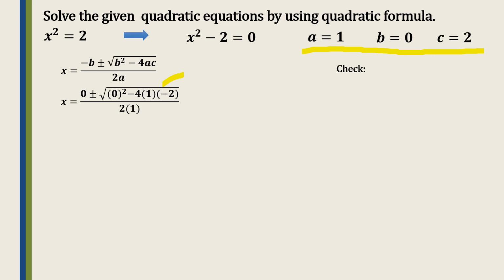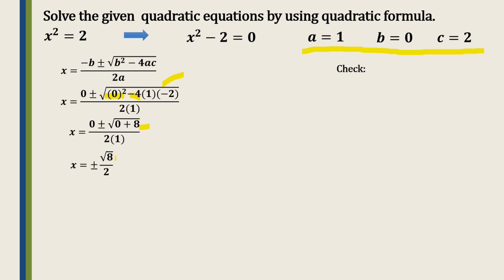Simplify natin yung radicand. Magkakaroon tayo ng x equals 0 plus minus the square root of 0 plus 8. Ito kasi magiging 0. So, dito naman bakit naging positive 8? Kasi negative 4 times 1, negative 4. Negative 4 times negative 2, we have positive 8. So, 2 times 1, simplify natin. Magkakaroon tayo ng plus minus the square root of 8 over 2.